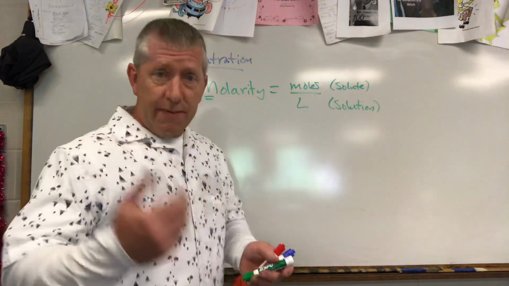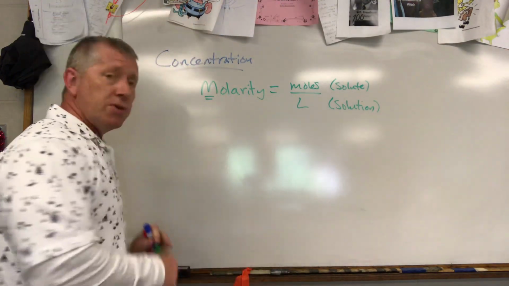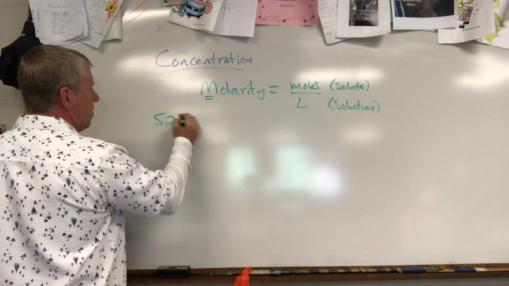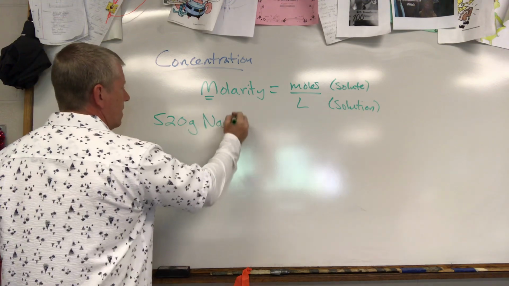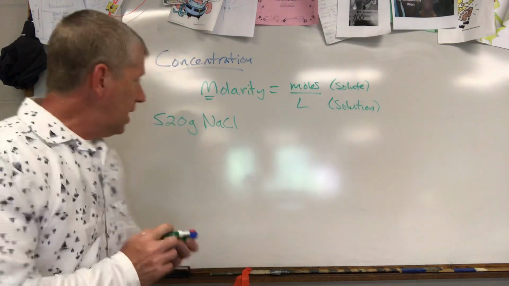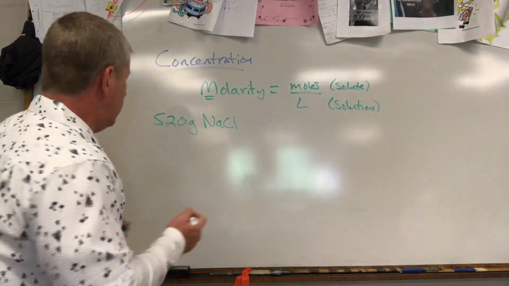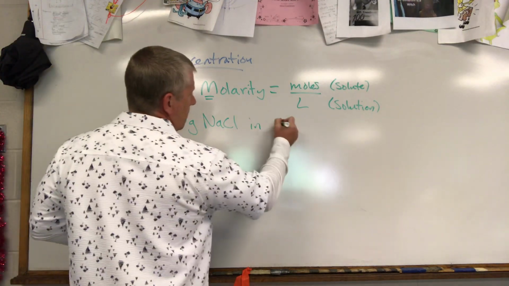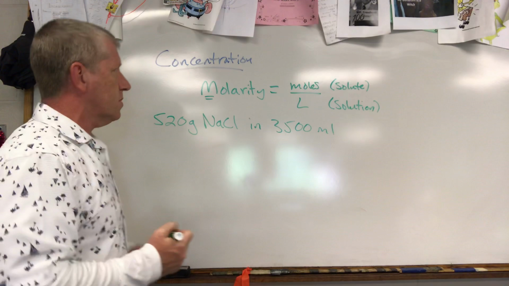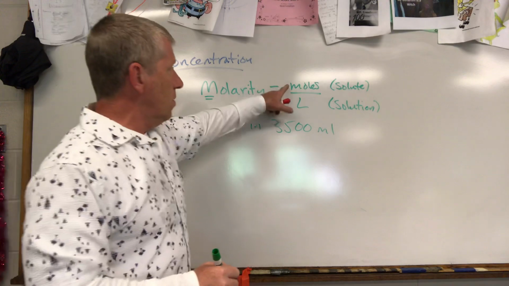Okay, so what's an example of this? Let's start with a simple one. You're given 520 grams of salt. When I say salt generically, we're talking NaCl, sodium chloride. It could be lots of different salts, but NaCl. And you're going to dissolve this in 3,500 milliliters. What concentration would this be? All right, molarity is moles over liters.